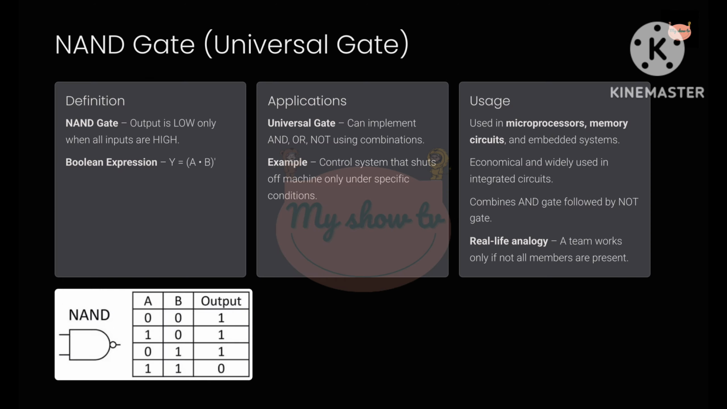Slide 5. NAND and NOR gates. Now we look at NAND and NOR, which are derived from AND and OR respectively, followed by a NOT operation. NAND gate. 1. Outputs 0 only if all inputs are 1. Otherwise, it gives 1. 2. Boolean, y equals (a.b) bar. 3. Example, a system where failure is indicated only when all sensors detect danger.